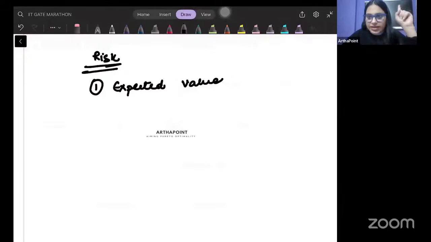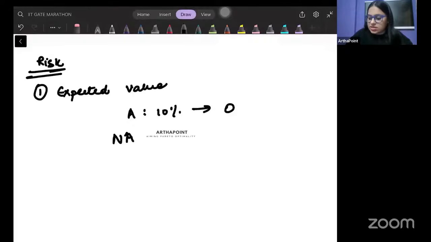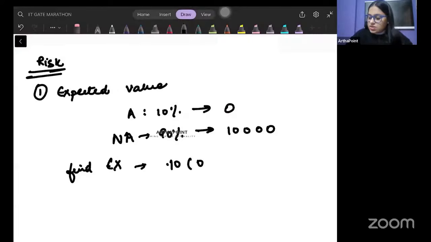That's the first thing that can be asked in exam. Expected value is very basic. If I tell you that the probability of accident is 10% and under accident you will get 0, and the probability of no accident is 90% and under no accident you will get 10,000, find expected value. These can be the first kind of questions. So 10% into 0 plus 90% into 10,000 and you will get the expected value.